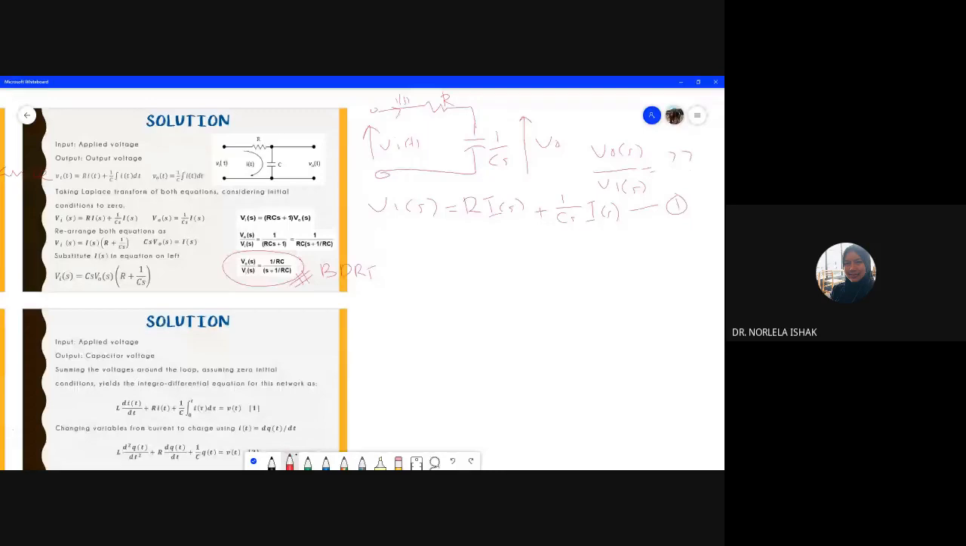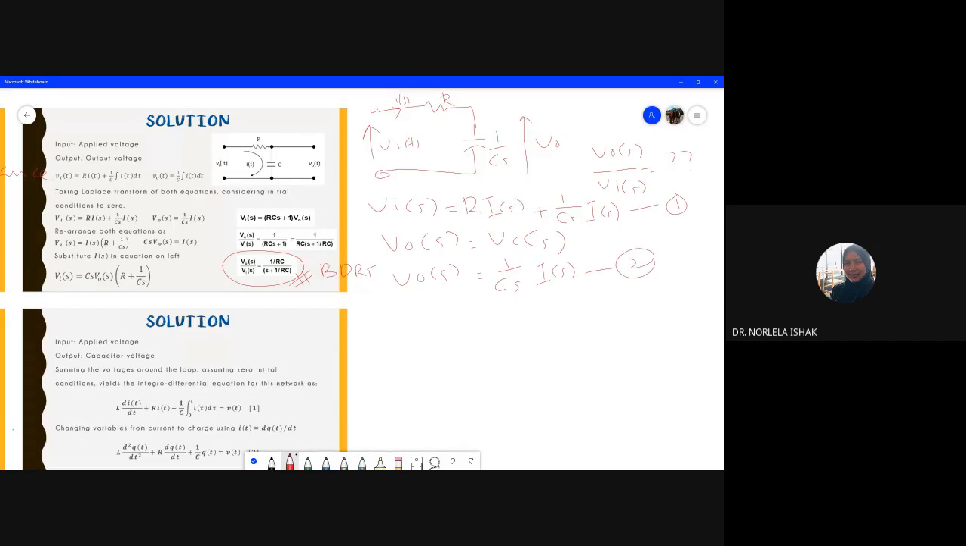But we also know V naught, our output voltage, equals our capacitor voltage, right? The capacitor voltage is 1 over Cs multiplied by the current. Okay, very good. This is equation number two.